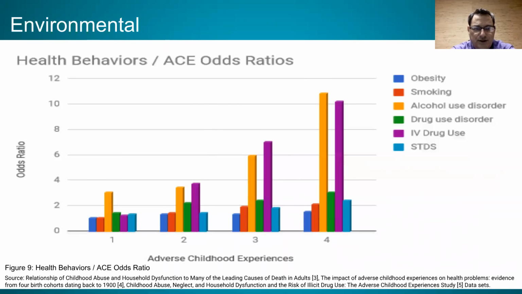And as you can see, the odds ratio is basically a measure of how much more likely compared to average something is. So if a person has 4 or more adverse childhood experiences, they're about 11 times more likely to have an alcohol use disorder, and these are defined in the study as being significant alcohol use disorders.